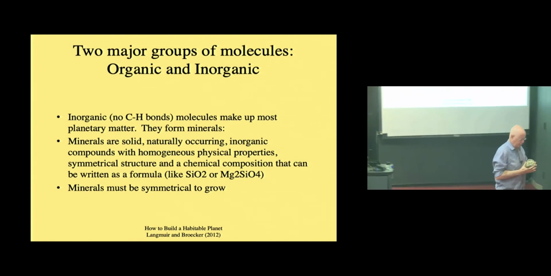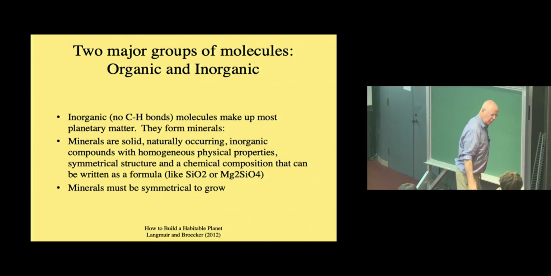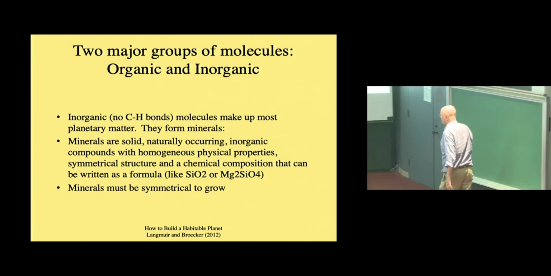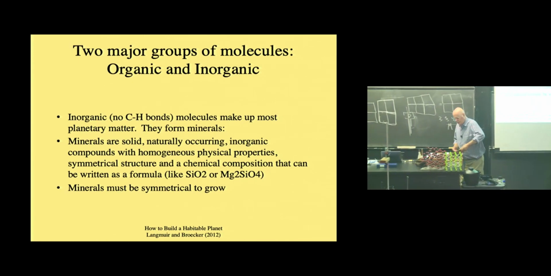Pass that around, it's so pretty. That's iron sulfide, so made up of two of these most abundant elements. You have muscovite, which is another silicate.